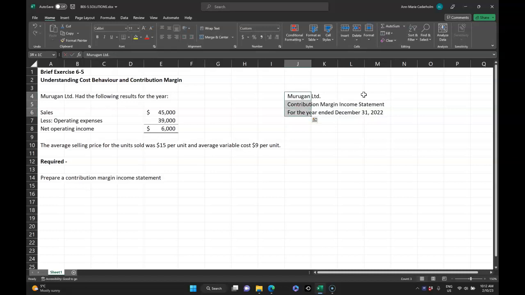So the title is the same as a multiple step income statement, which is the traditional one that you're used to. So instead of going sales minus cost of goods sold equals gross profit minus operating expenses to get net income, which is the traditional approach, we're going to separate our costs between variable and fixed.